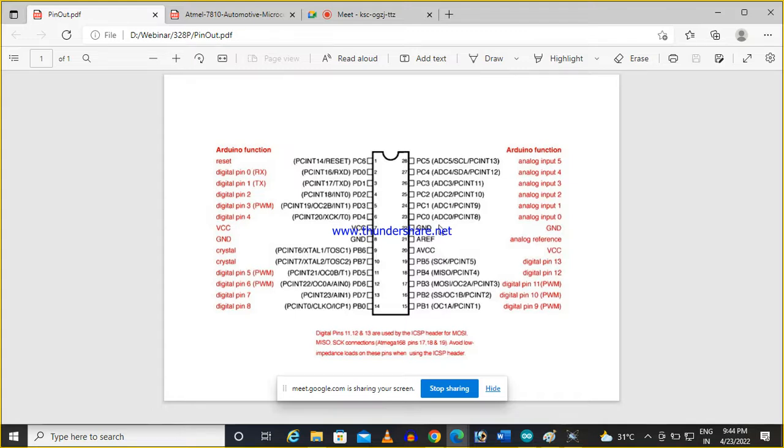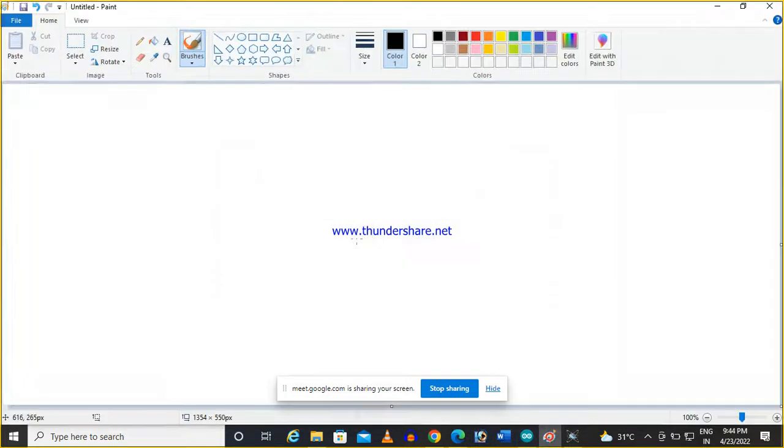You already know analog to digital converter, you have studied it. The type of analog to digital converter used in that particular microcontroller is the successive approximation type ADC, and it is a 10-bit ADC. So that means the analog reference.